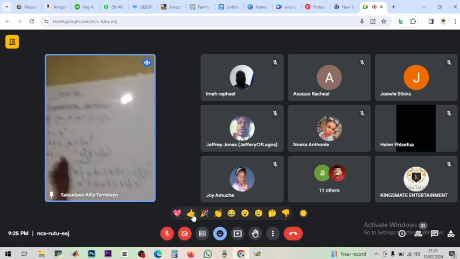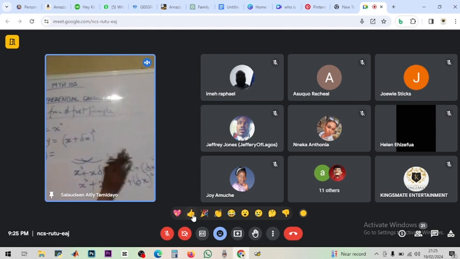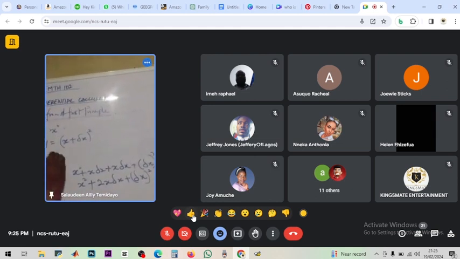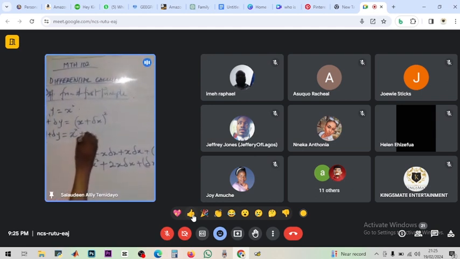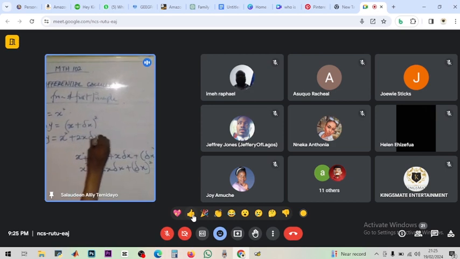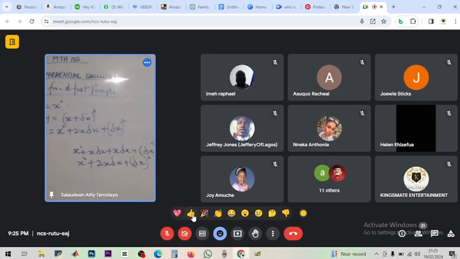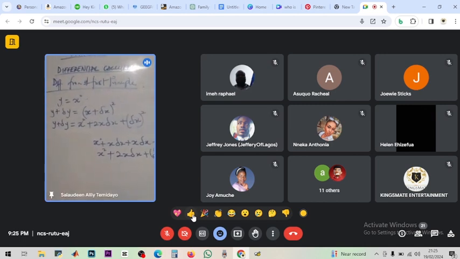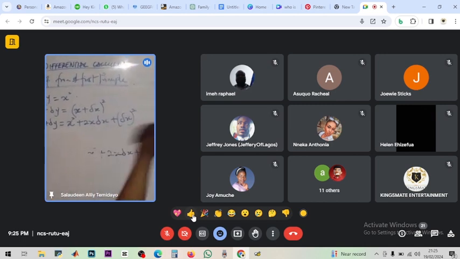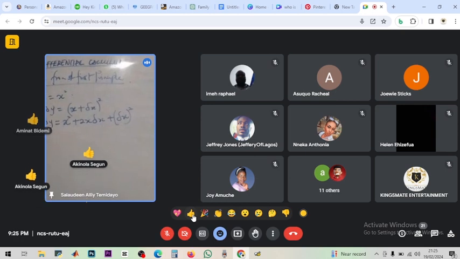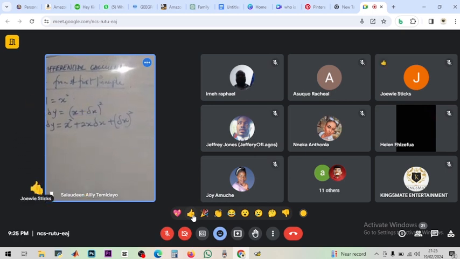So I'm going to rub this off. This is what you go and do something with here. No lecturer will need this from you. x squared plus 2x dx plus dx squared. Please, are we all getting it? I would really like you to show with an emoji if it's not moving fine, please. Before we go far, thank you.